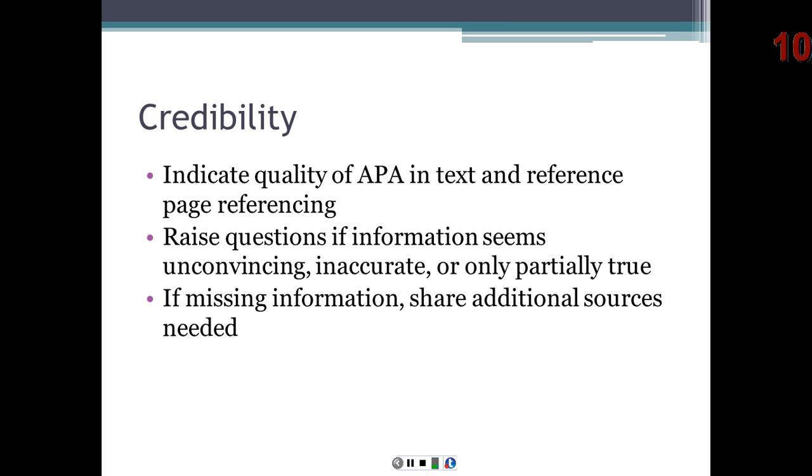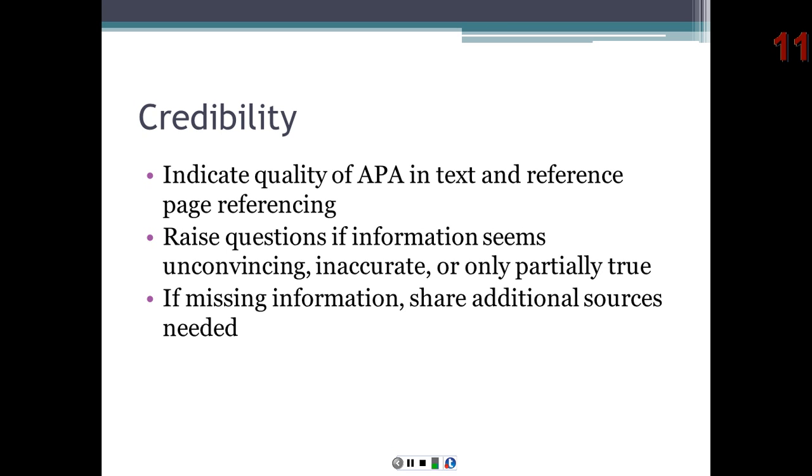As far as credibility, last week we did talk about gauging the appropriateness of a reference and the quality of the reference. So to you, if you think that the quality of the references is poor, you need to mention that here. And you need to raise questions if information presented seems like it's maybe only partially true or it's inaccurate. Maybe it's not true. Or maybe their argument just isn't fully developed, so it doesn't convince you. If those are the cases, any of those, or there could be other things that make you question what's presented, then you need to bring those questions to their attention.